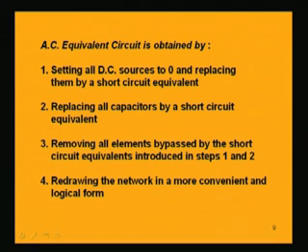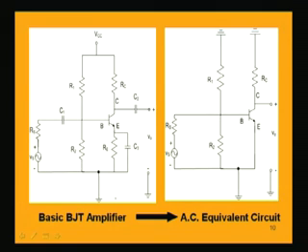When we have done steps 1 and 2, we get some short circuited paths. All the elements which are bypassed by the short circuited paths can be conveniently ignored or removed. After doing these 3 steps, we redraw the network in a more convenient and logical form, so that the analysis can be done conveniently. So, let us now see how to draw the equivalent AC circuit for this BJT amplifier. It is a common emitter amplifier employing the potential divider DC biasing scheme.